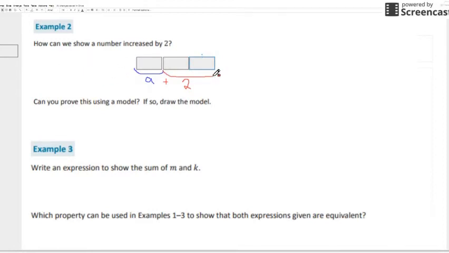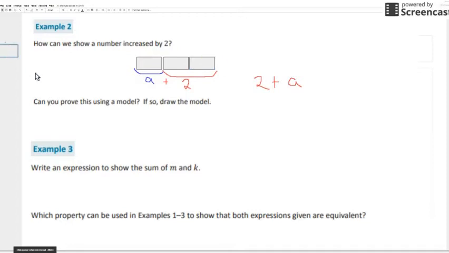And so another way we can simply write this, of course, is a plus 2. This is our model that we have. But remember, we also can write it the other way. We also can write it 2 plus a. And of course, we can still use a model to represent that as well. We can write it backwards. That is perfectly fine. So let's go ahead and make the model of that as well.